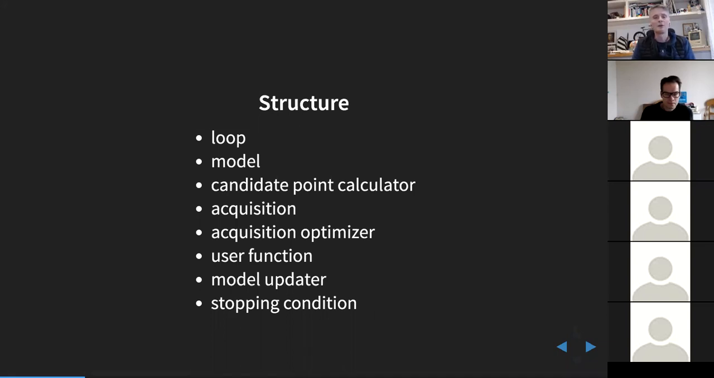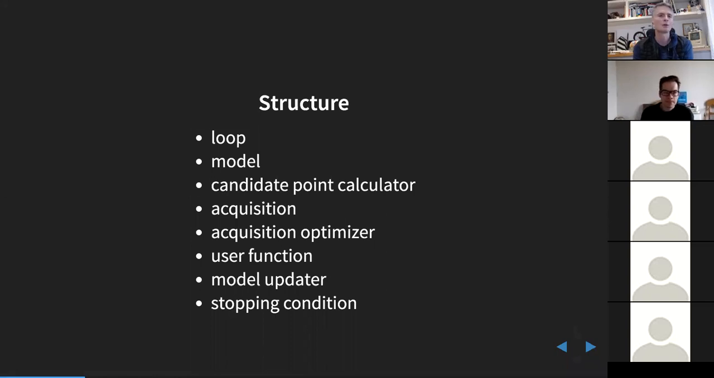So the main abstract structure is a model loop, which does all the management around everything of calling the emulator, potentially calling the simulator that's in there. The candidate point calculator, which makes use of the acquisition function and the acquisition optimizer in order to describe which set of points you need to look at next. So that's obviously being called by the loop. And it's also making use of the surrogate model.